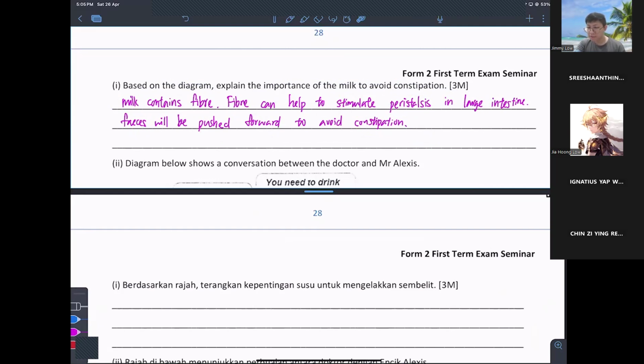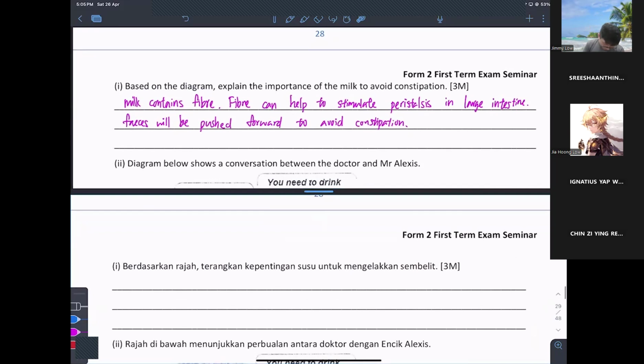Can I say fiber prevents constipation? Fiber prevents constipation. Actually, it is correct. Okay, fiber prevents constipation, but you have to think of how you can further elaborate the third point. Because fiber prevents constipation, this one only gets 1 mark. So milk contains fiber, 1 mark. Fiber prevents constipation, 1 mark. What about the third mark? You have to slightly mention about this thing.